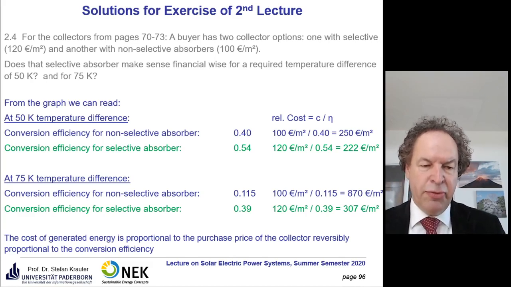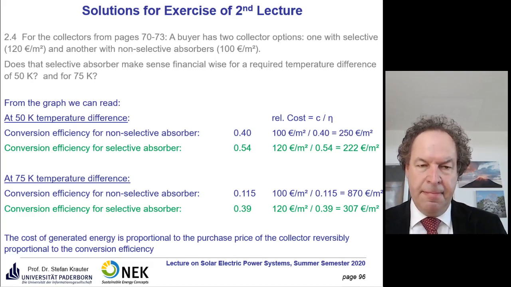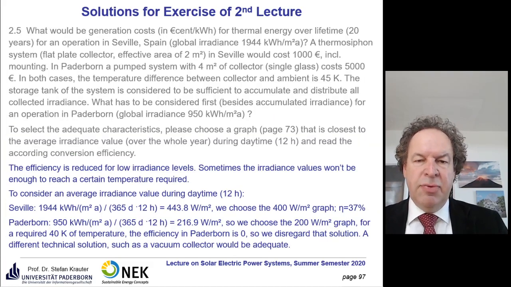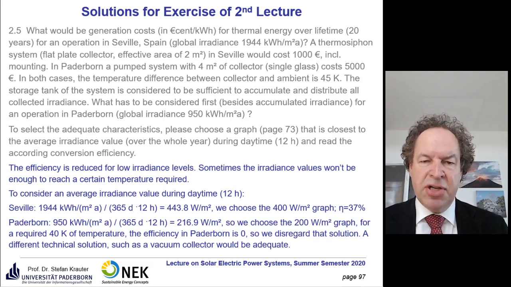I just took for granted that the cost of generated energy is proportional to the purchase price of the collector and inversely proportional to the conversion efficiency. So we come to the next part of the exercise. The question was about the generation costs in Seville, Spain. It's now Seville, we didn't take Faro, but it has about the same irradiance value.